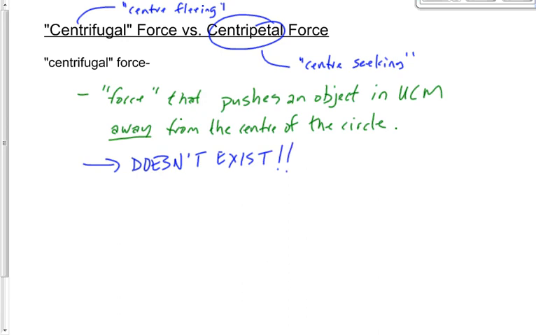It doesn't exist. There's no such thing as a centrifugal force. The centripetal force pushes us toward the center. The centrifugal force that pushes us outward, the one that we've all felt, doesn't exist. So how do we explain that? How do we explain a force that we've all felt and we've all experienced that doesn't exist?